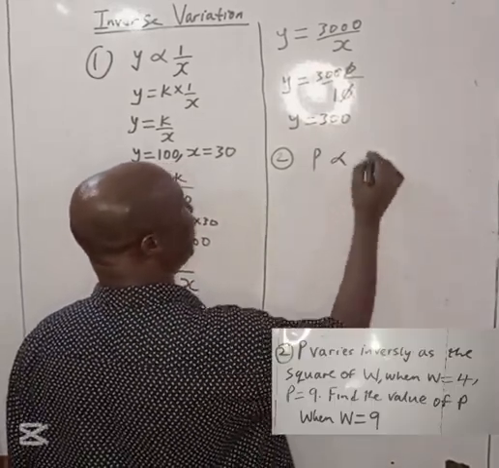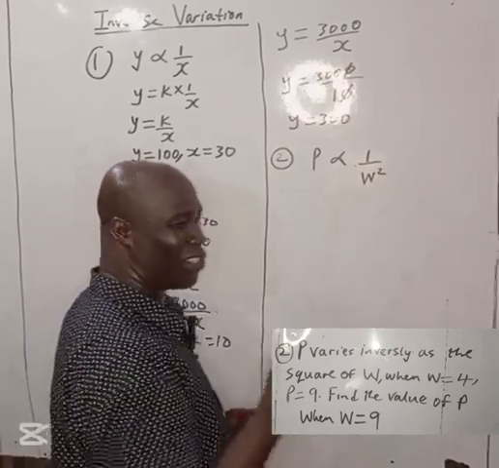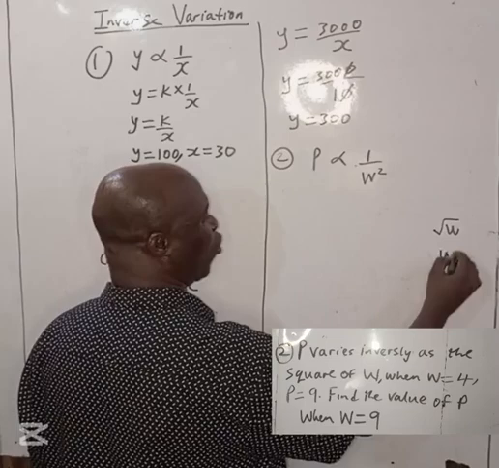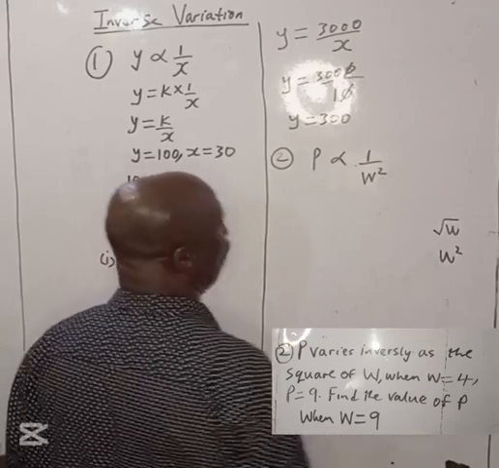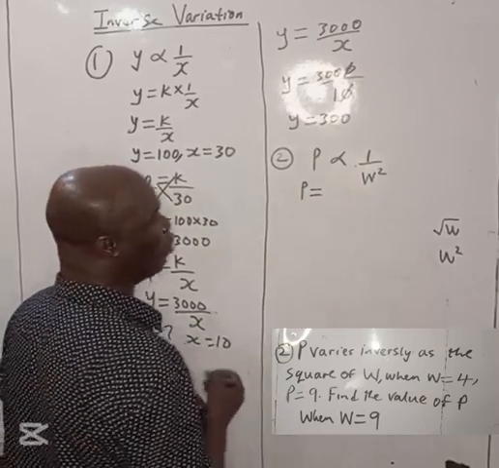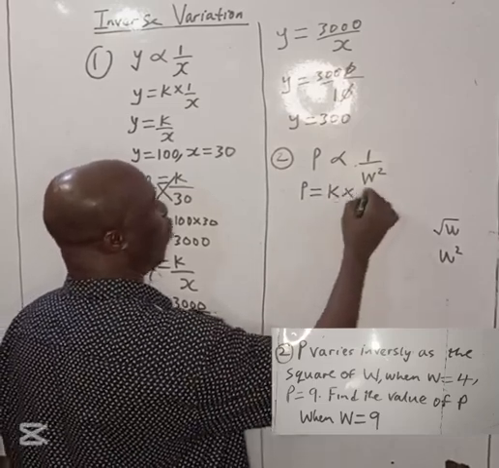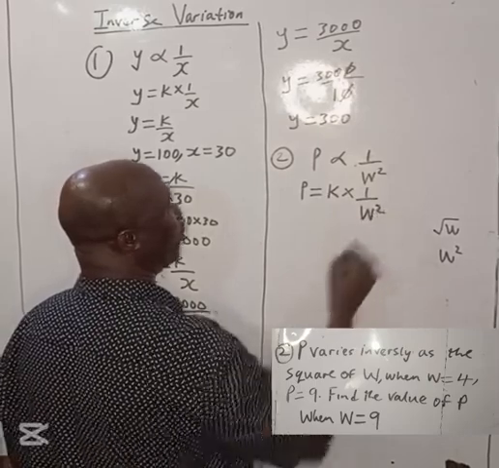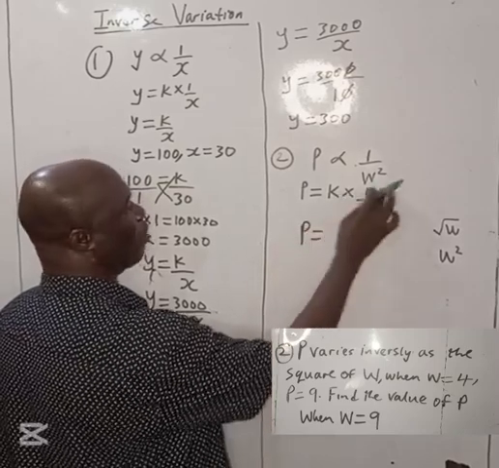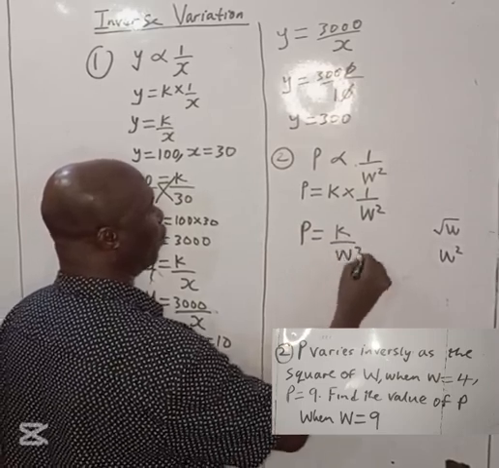Can we move together now? P varies inversely as the square of w, not square root of w, but square of w. All right, can we move on now? P, this will change to equal sign. What are you going to put there? You introduce your constant k multiplied by 1 over w squared. Good. Then we move on. P equal to k multiplied by 1. You have k over w squared.